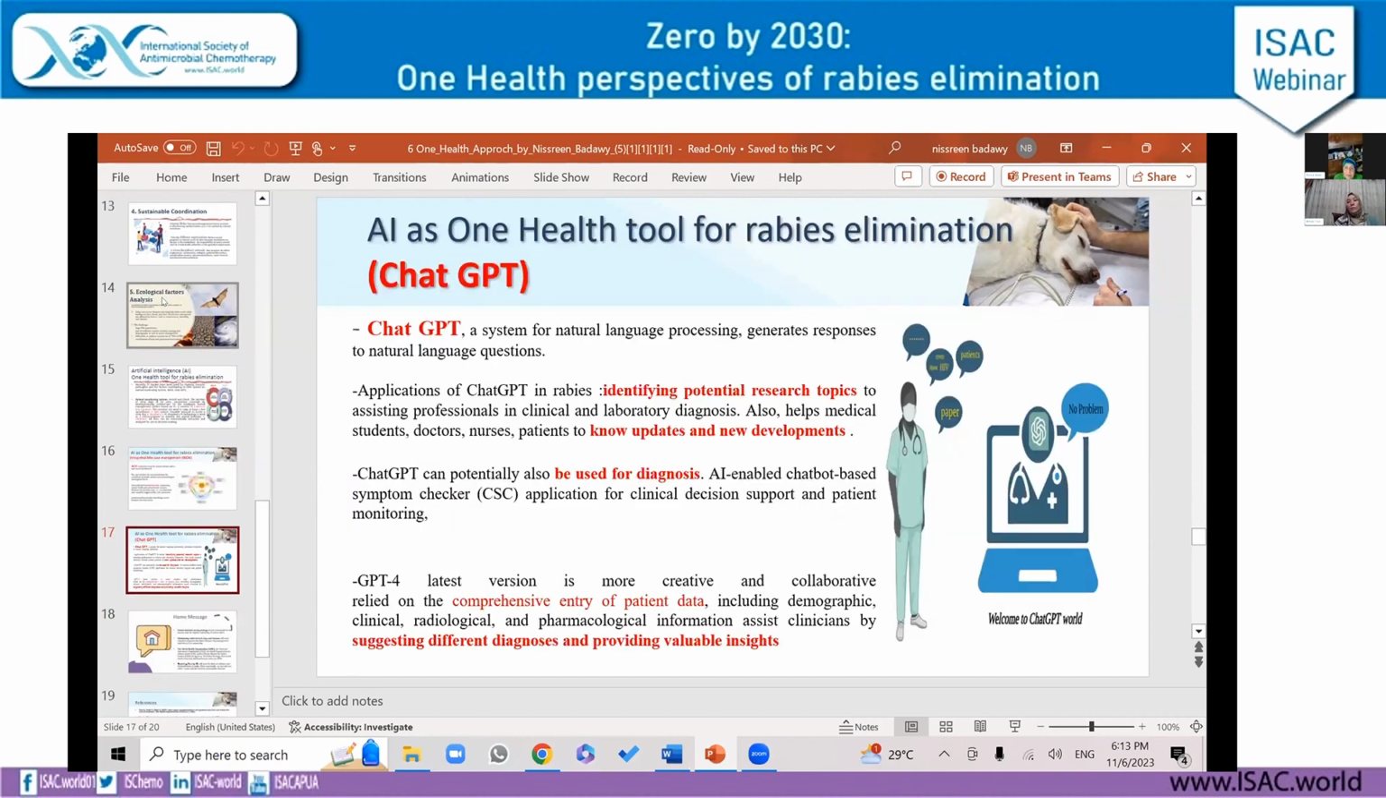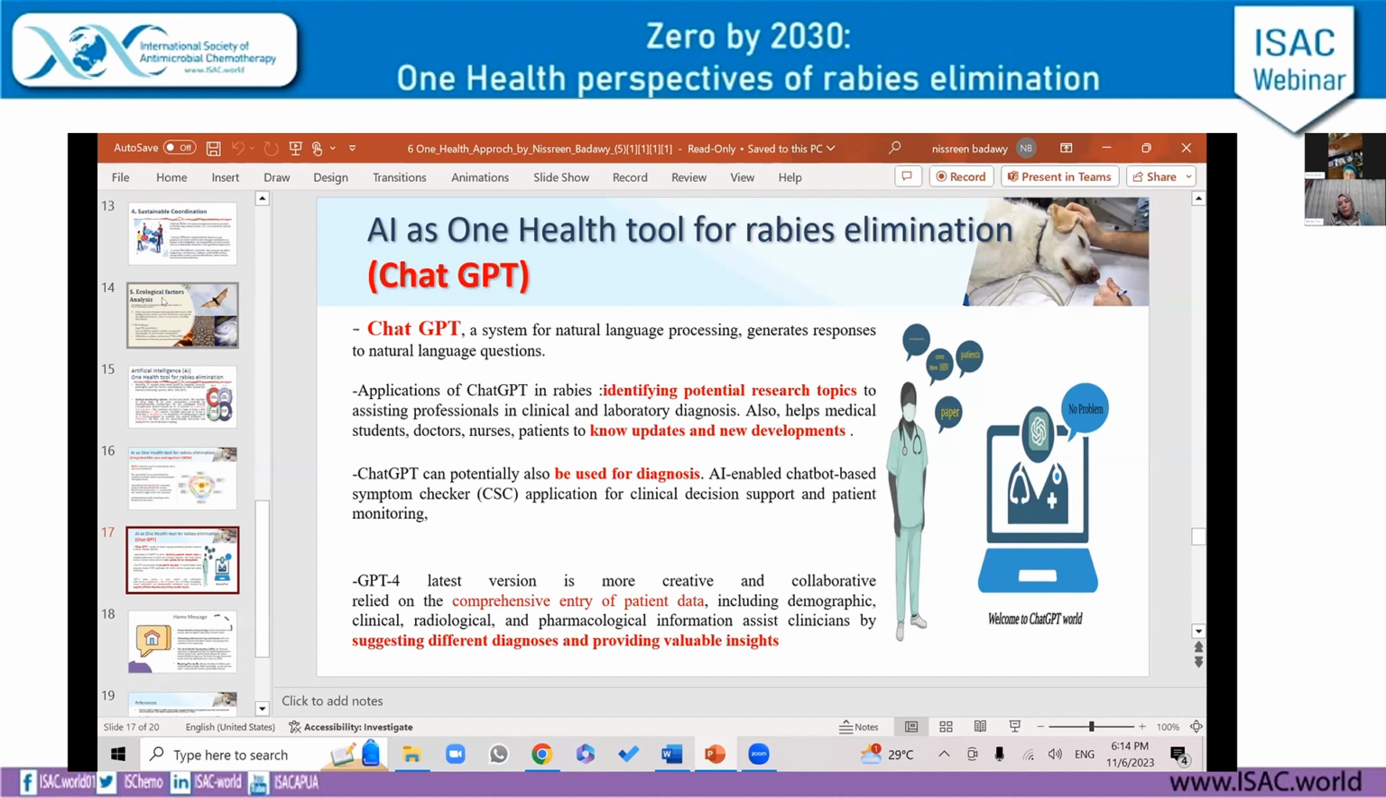ChatGPT is a generative pre-trained language model that converts our natural language into a process, into multiple processes, even in decision making. This application helps to identify potential research topics and to assess professional, clinical, and laboratory diagnosis. So it helps in diagnosis and gives guidance for algorithms to specific diagnosis, and it knows the updates and new developments, such as rapid diagnostic tests, lateral flow assay for rapid detection, in comparison also with the gold standard technique for rabies diagnosis.